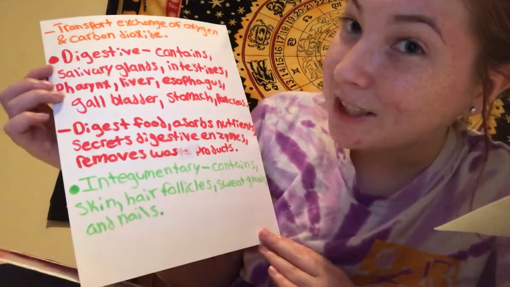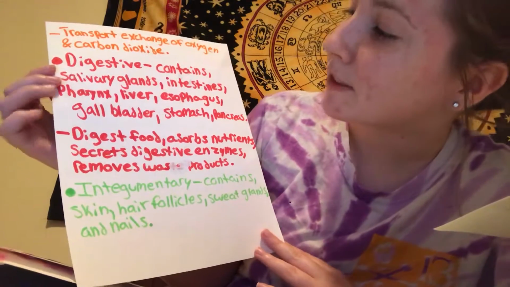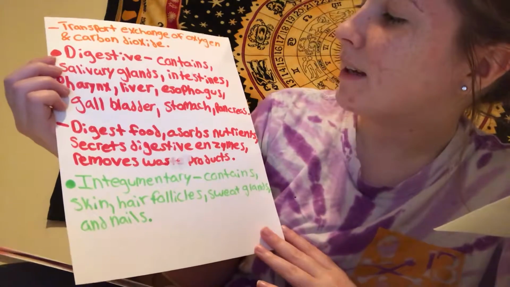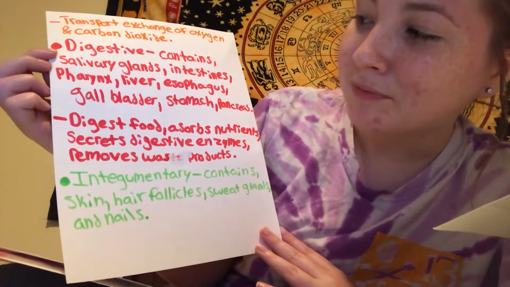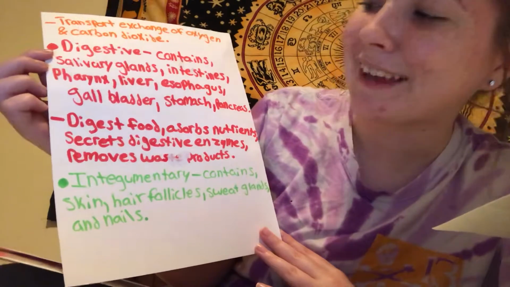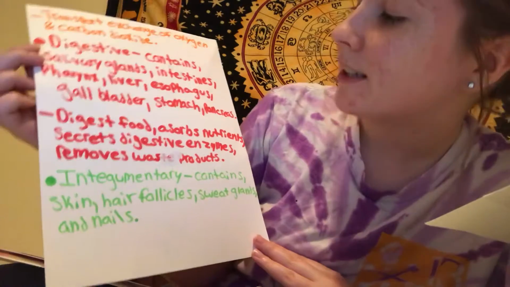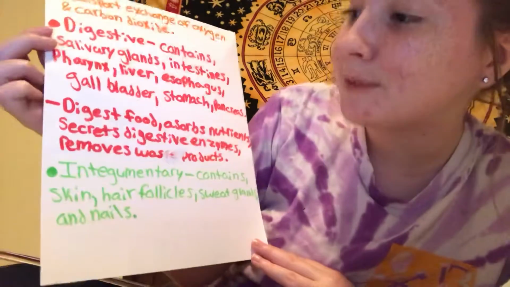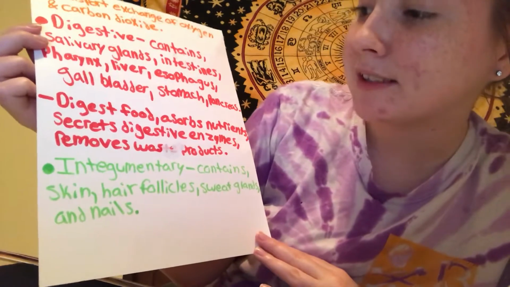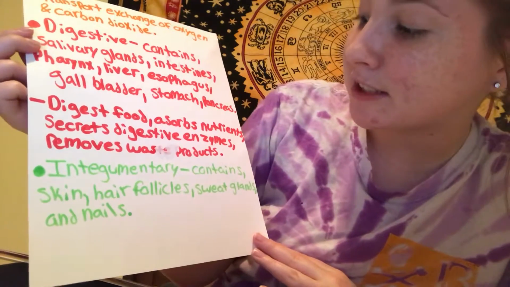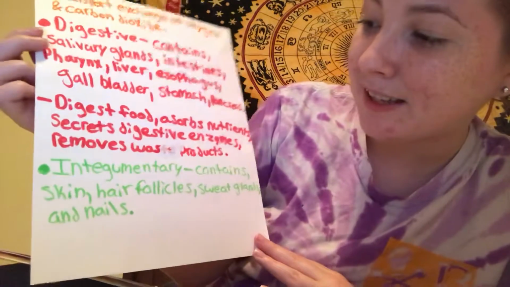And then the next system is the digestive system, which contains the salivary glands, intestines, pharynx, liver, esophagus, the gallbladder, stomach, and the pancreas. Its purpose is to digest food, absorb nutrients, secrete digestive enzymes, and remove waste products.